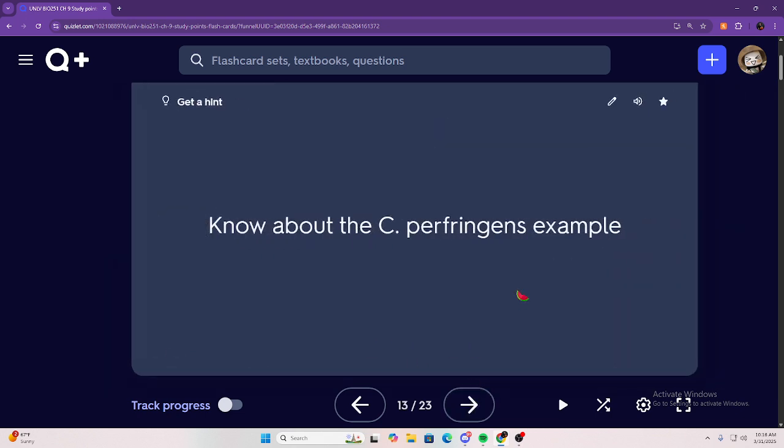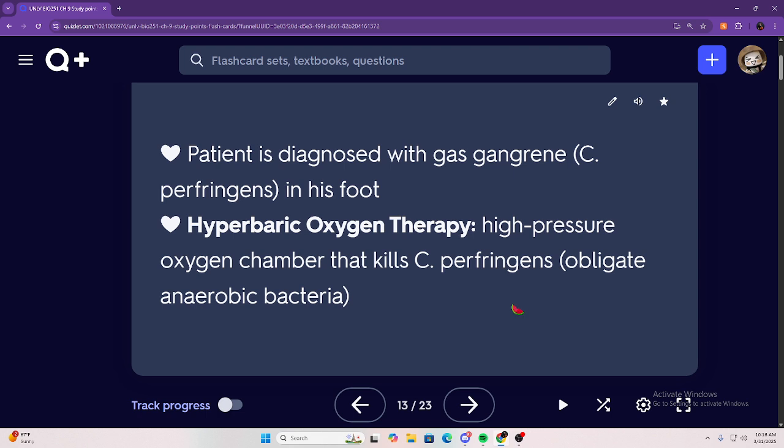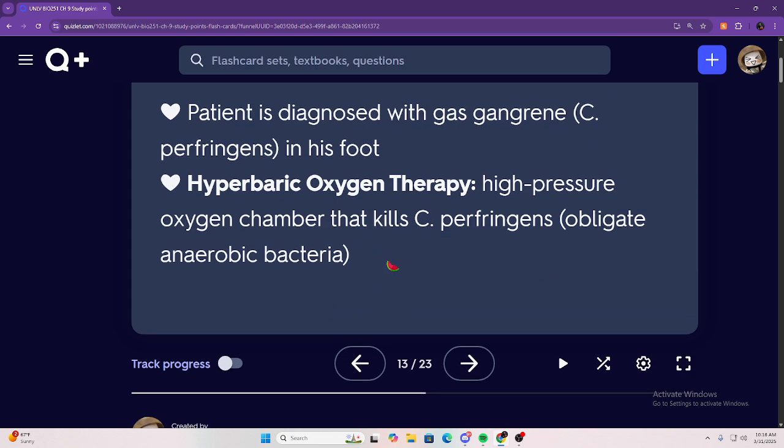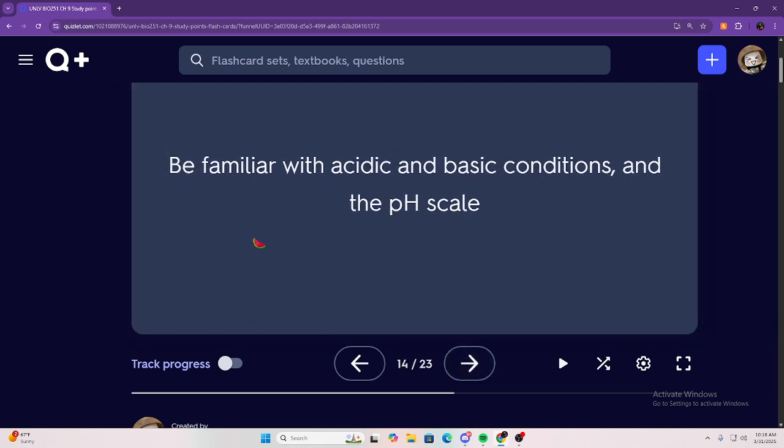We'll know about the Clostridium perfringens example. A patient is diagnosed with gas gangrene, Clostridium perfringens in his foot. We're going to use hyperbaric, not hypobaric, hyperbaric oxygen therapy, which is a high pressure oxygen chamber. That high pressure oxygen chamber kills C. perfringens because it's an obligate anaerobic bacteria. Obligate anaerobes hate oxygen, and if you put it in a high pressure oxygen chamber, it's going to be instantly killed. Why? Because it hates oxygen.